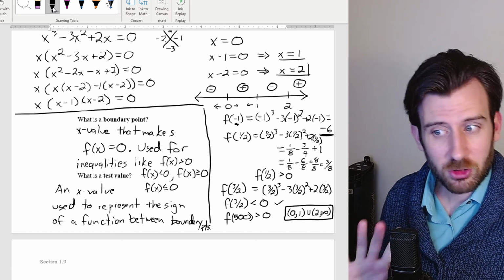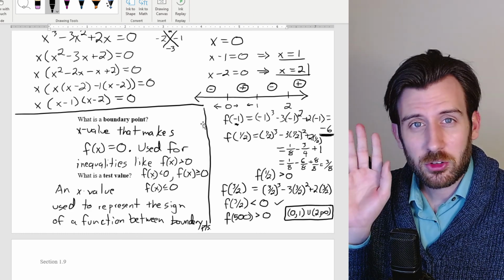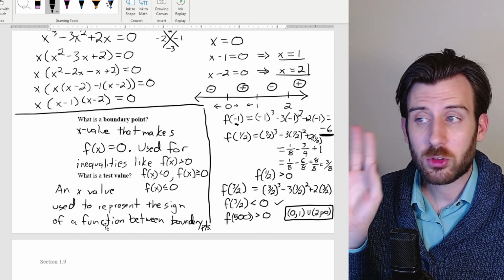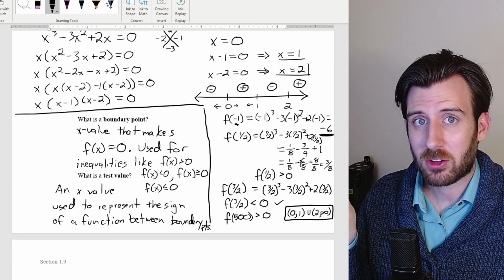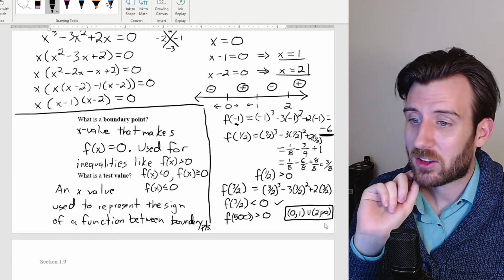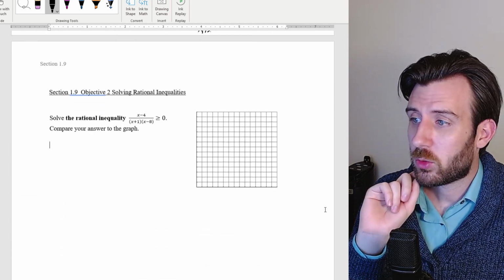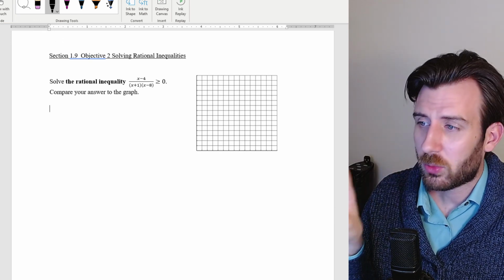Okay, excellent. We've got our strategy now. As it turns out, this strategy is so robust that you can use it with polynomials. You can use it even when you have rational expressions. But for rational expressions, we have one extra little detail. So let's take a look at this one down here. So solve the rational inequality.